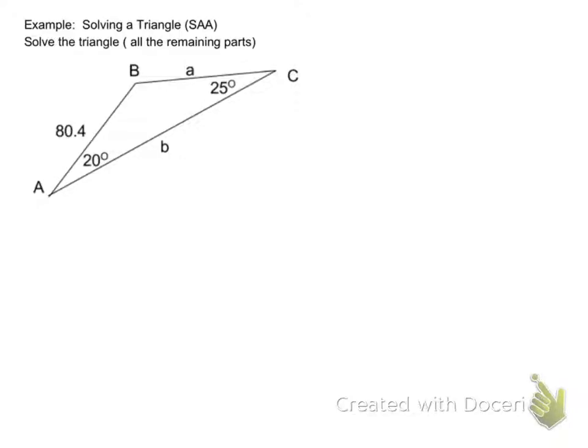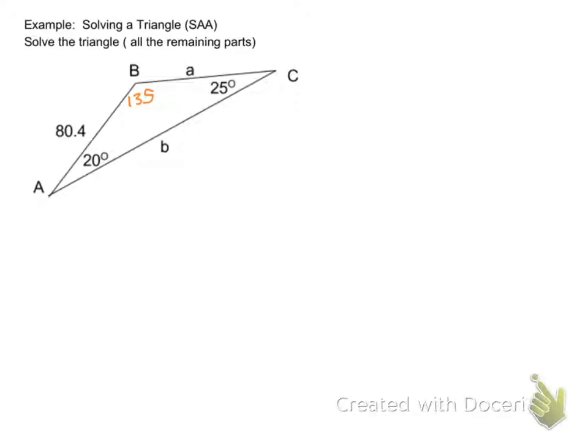Notice what's going to be really easy to solve for. Angle B. Angle B is, well, 20 plus 25 is 55. So 135. Okay, that's kind of nice.